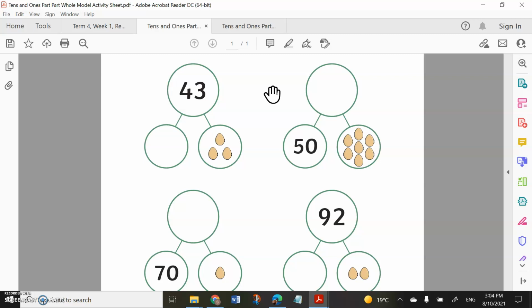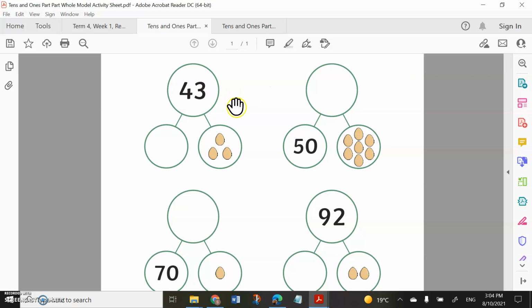So we are going to go through some activities together on the screen here. And you might like to write it down or have a guess before I put the answers on the screen. And then in Seesaw, there's an activity that you can do yourselves. So let's have a go together.